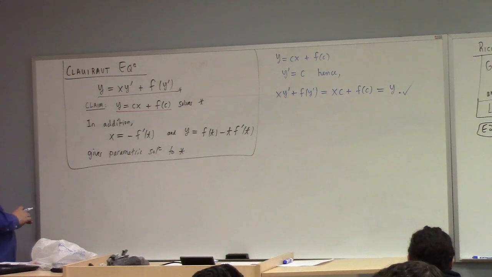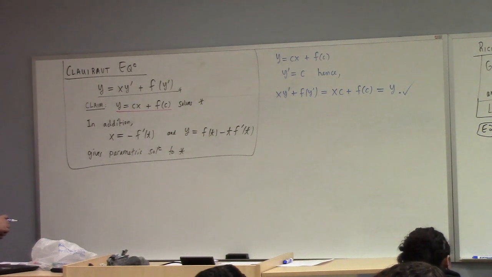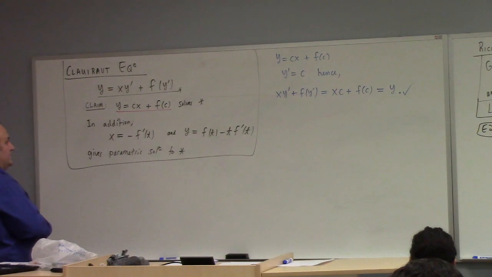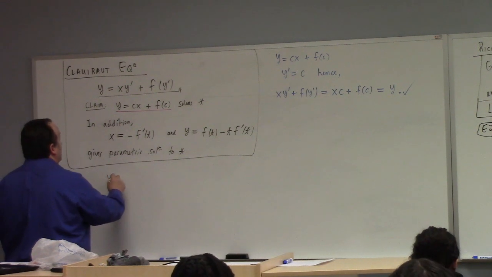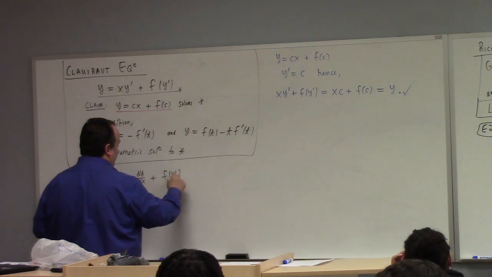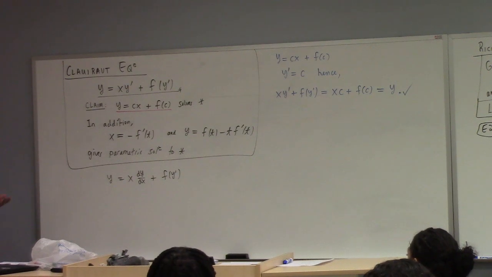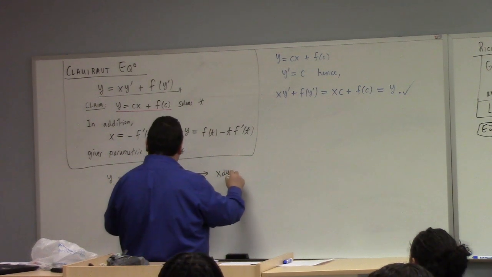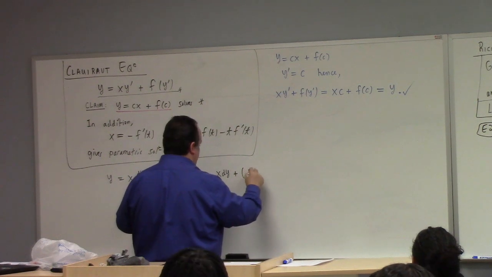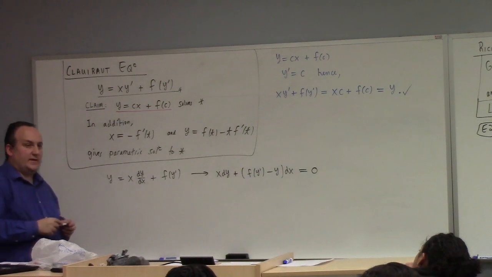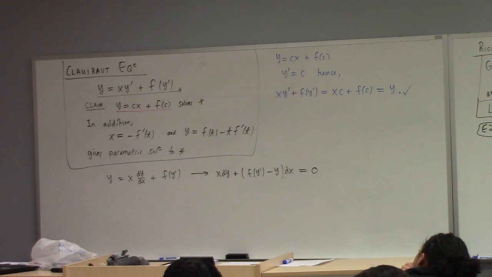So that's one thing. The other claim is that this is a parametric solution to the Clairaut equation. How can we understand that? Let me suggest something. Let's look at y equals x dy dx plus f of y prime. Okay, that's the Clairaut equation, right? Let me rewrite this in Pfaffian form. In Pfaffian form, we can rewrite this as x dy plus parentheses f of y prime minus y times dx is equal to 0. All right?